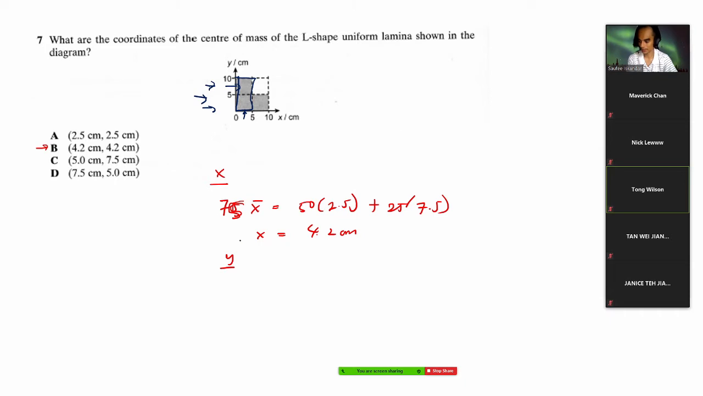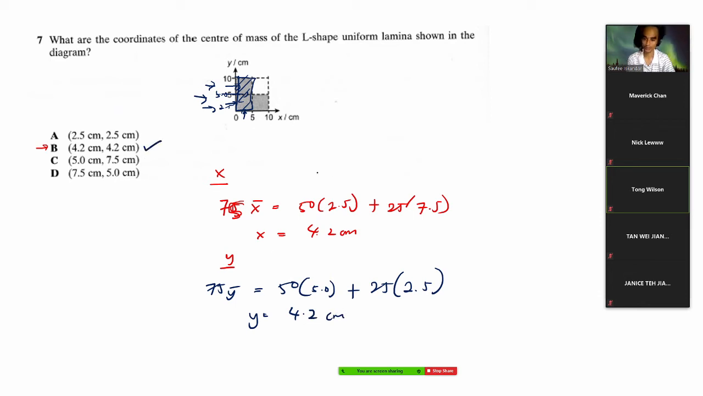Over here we have the same thing, 75, because the whole thing is also 75. Y equals, first we see 50 times 5.0. The whole thing is 50 and the middle is exactly 5.0, plus 25 times 2.5, divided by 75. So over here it's 2.5. You have to see two directions, one is the x direction, one is the y direction. So y will be equal to 4.2 centimeter. That's why you have boy as the answer.